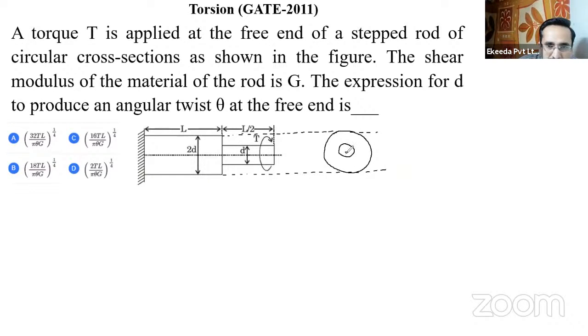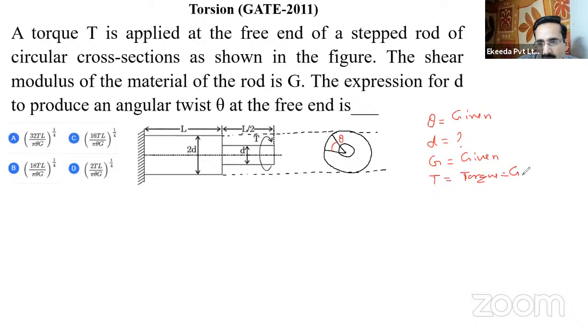And there is some angle of twist theta, right? So this is the angle of twist theta, and theta is given to us. D we have to find out. What is the diameter, right? G is given to us in terms of G only, right? And T, torque, is also given to us.